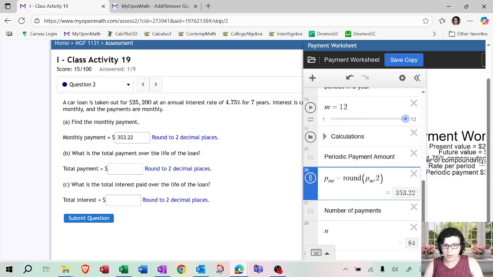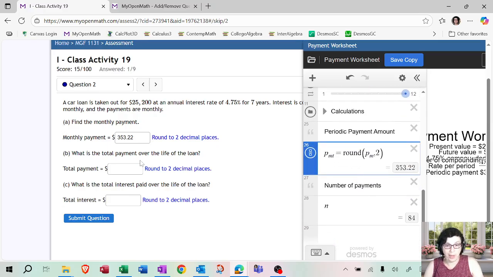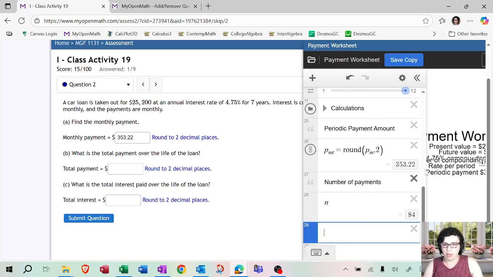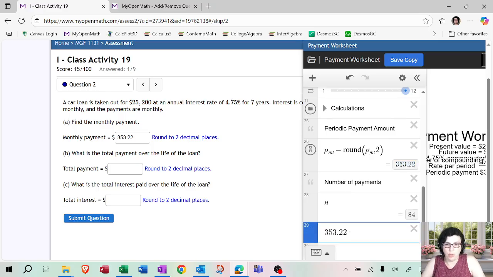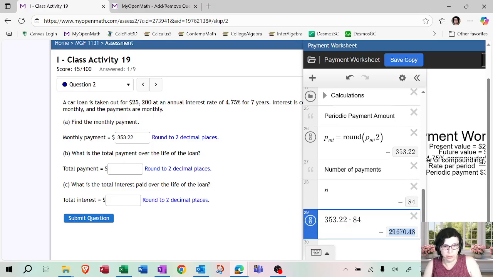Now to find the total repayment, like how much you are actually paying, because you're not going to pay $25,200. You're going to pay more because there's going to be interest. What you need to do is multiply the periodic payment by how many times you actually paid. Well, there are 7 years, but you are paying 12 times per year. So that would be 7 times 12, which is 84. So this worksheet also gives you that. And you just multiply your payment that you get over here by the number of payments. And that's your total payment.